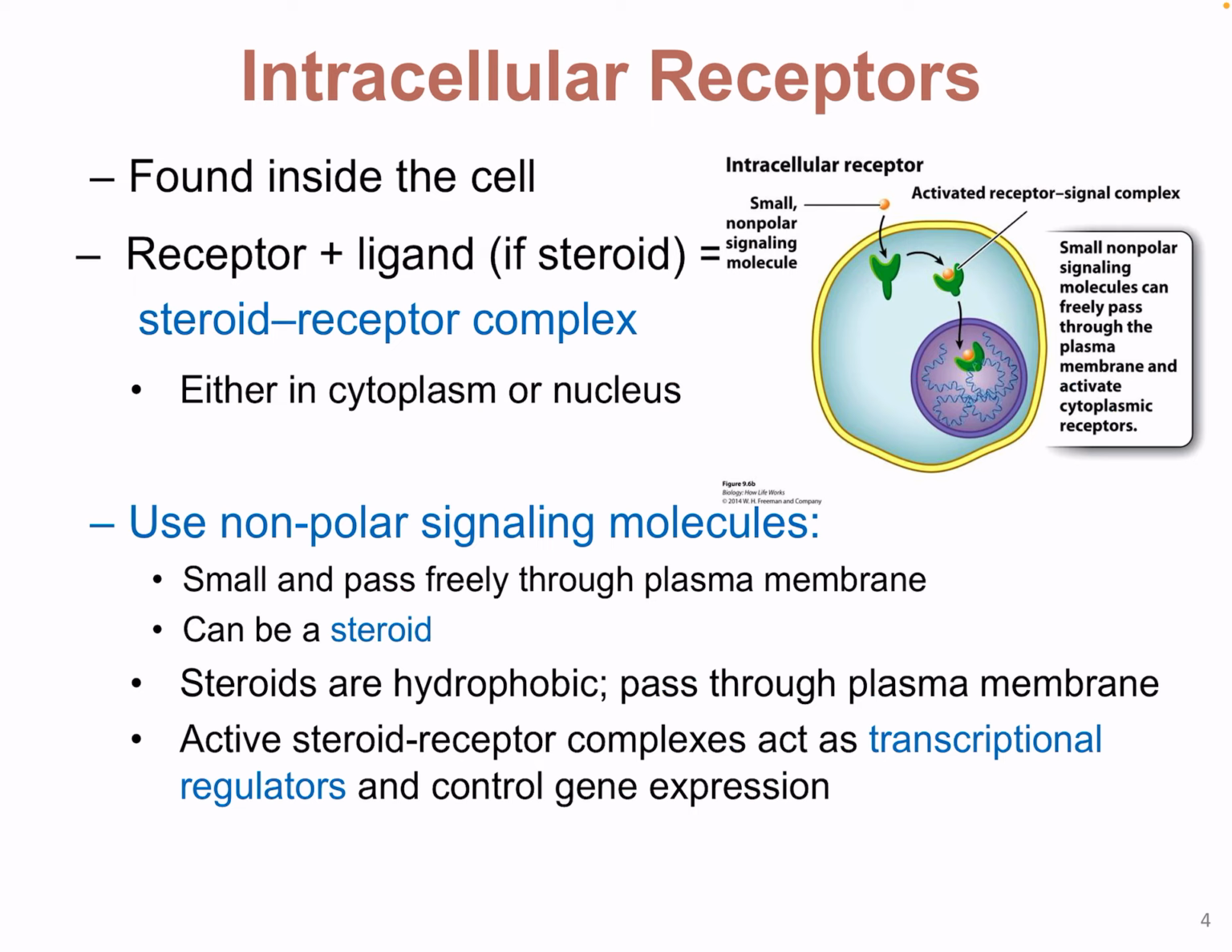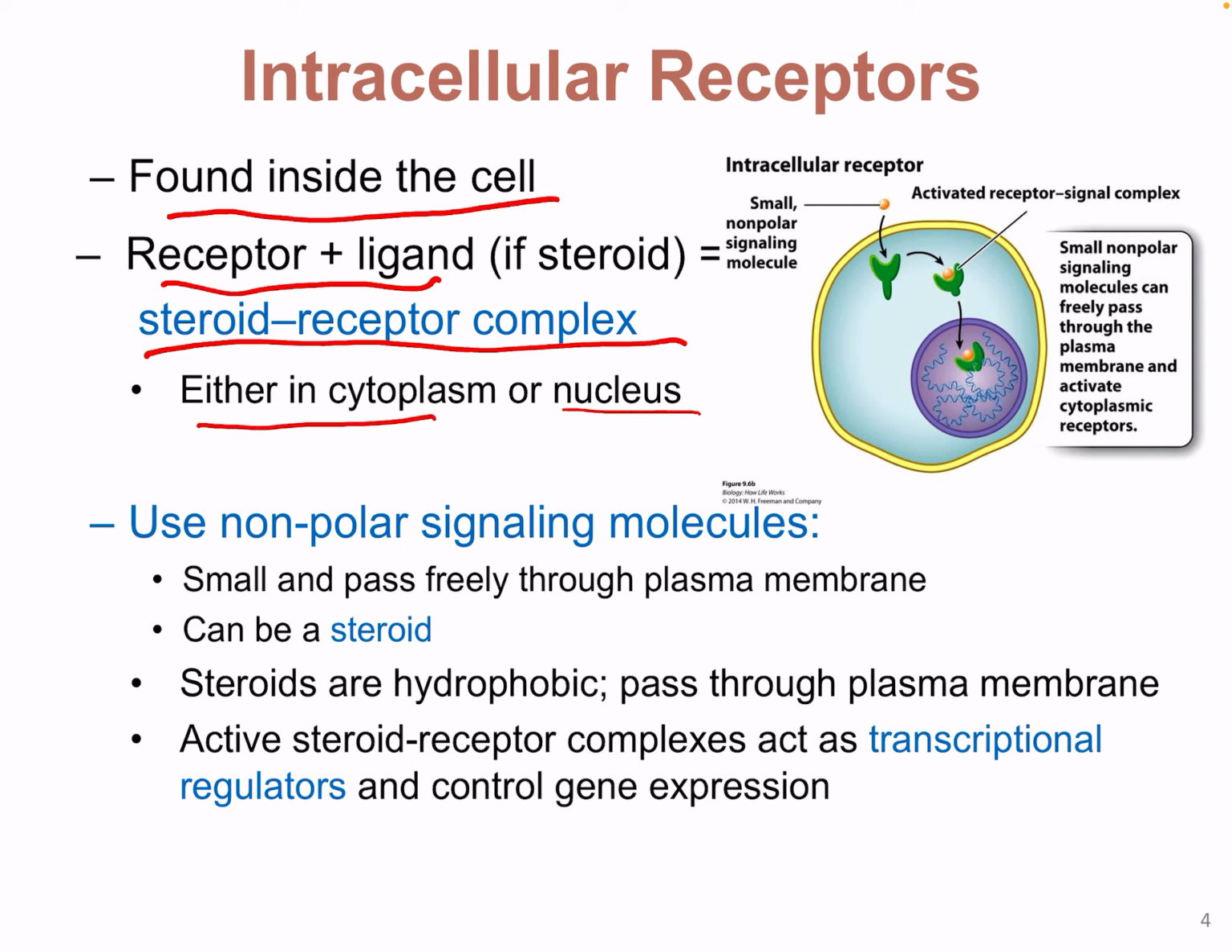So intracellular receptors. Again, these are found inside the cell. This is when the receptor and ligand, if it's a steroid, equals the steroid receptor complex. These receptors can be either in the cytoplasm or the nucleus. Here we can see we have an intracellular receptor, and a small nonpolar molecule able to go through the cell membrane into the intracellular receptor, forming the activated receptor signal complex.